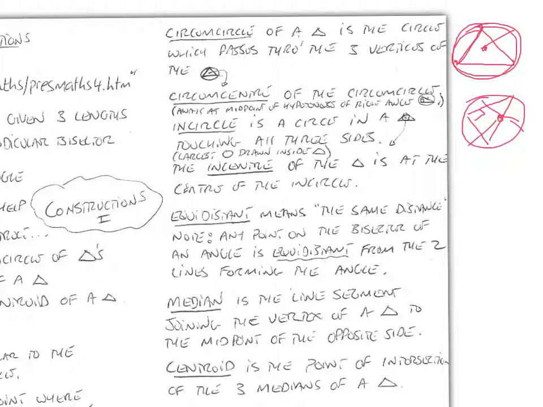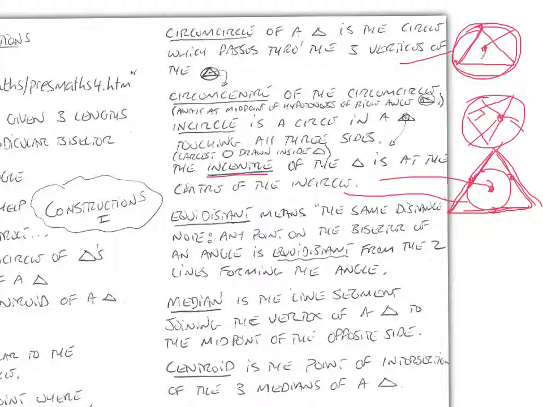The incircle then is a circle in a triangle. It's the largest circle that can fit inside a triangle, and it touches the triangle at three points, really three tangent points, if you imagine the three sides of the triangle as three tangents. And the incenter of the triangle is at the center of the incircle. This is the incircle and this is the incenter. This is the circumcircle and this is the circumcenter.